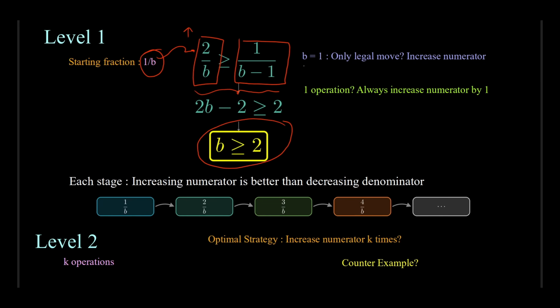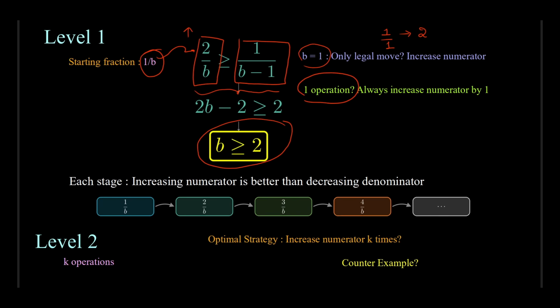And we know that if b is equal to 1, then of course the only legal move is to transition from 1 upon 1 to 2. So this makes it clear that mathematically it is optimal to always increase the numerator by 1 whenever you have just one operation.